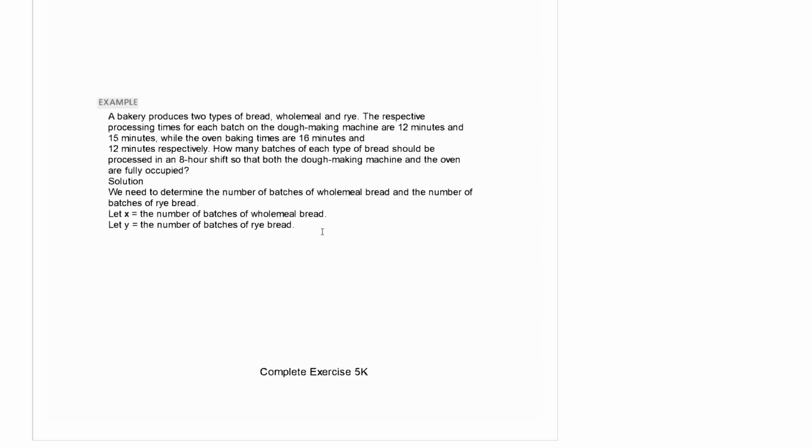All right, so this is the example for 5K. A bakery produces 2 types of bread, wholemeal and rye. The respective processing times for each batch on the dough making machine are 12 minutes and 15 minutes, while the oven baking times are 16 and 12 minutes respectively. How many batches of each type of bread should be processed in an 8-hour shift so that both the dough making machine and the oven are fully occupied?